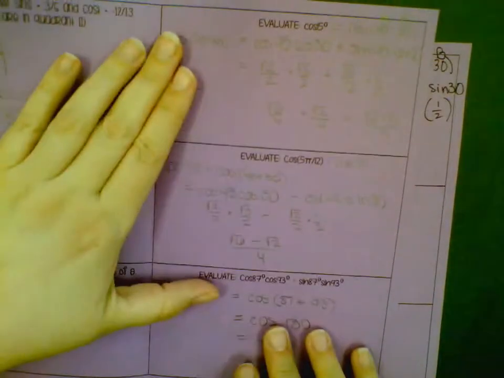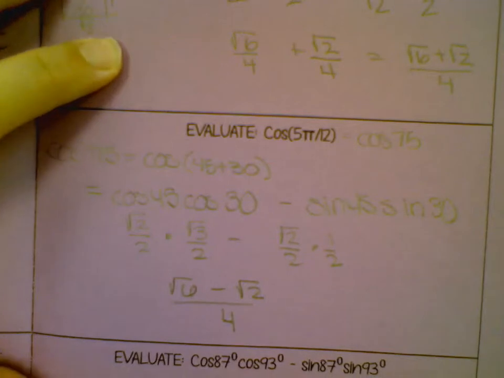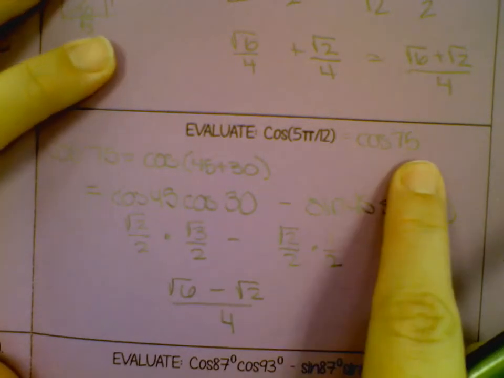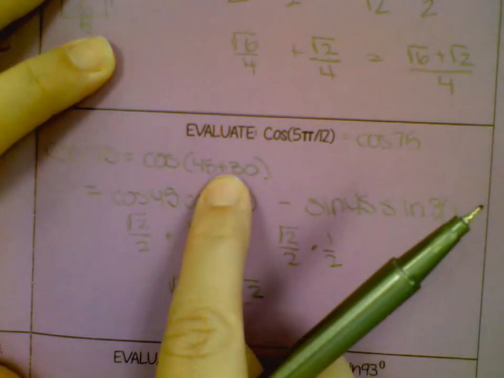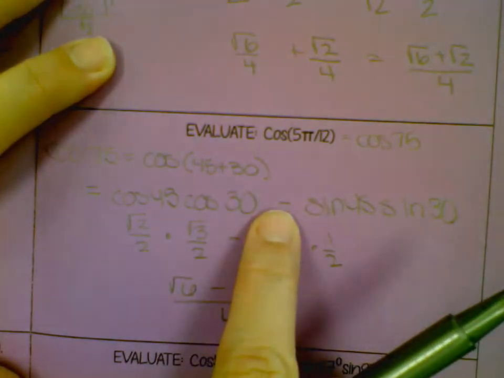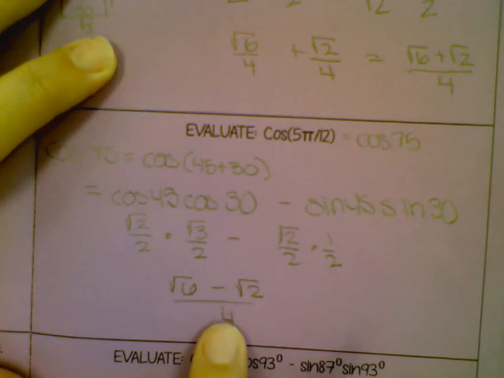Okay, so if we take a look at what we got here on this example, cosine of 5 pi over 12 is the same as cosine of 75. So I did 45 plus 30. And then in the plus formula, or the addition formula, it ends up being a minus in between. So that's why it changed: root 6 minus root 2 over 4.